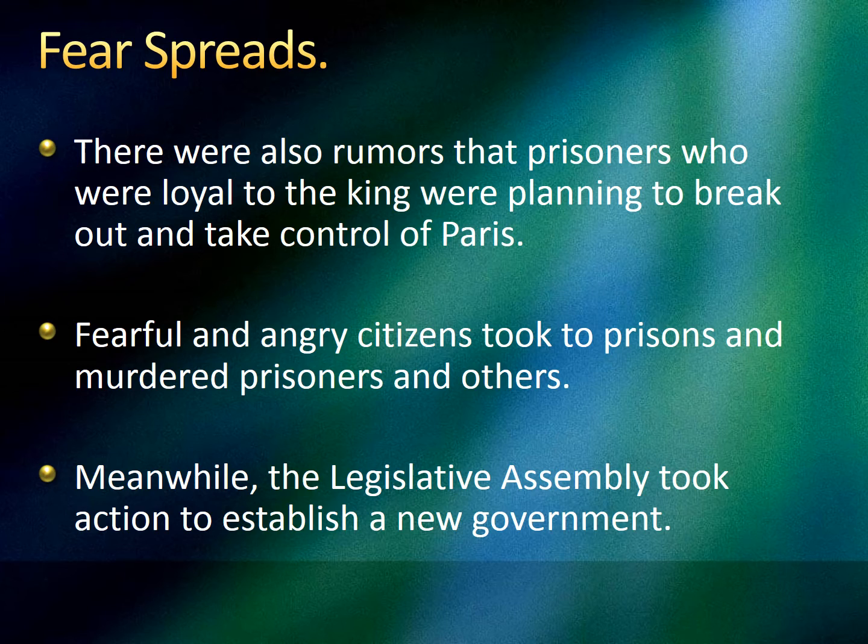So fear spreads. There were also rumors that prisoners who were loyal to the king were planning to break out and take control of Paris. Again, as citizens of Paris and of France learned of this, they become fearful and angry, and they went to prisons and murdered prisoners and others who they thought may be loyal to the king. Meanwhile, the Legislative Assembly took action to establish a new government.